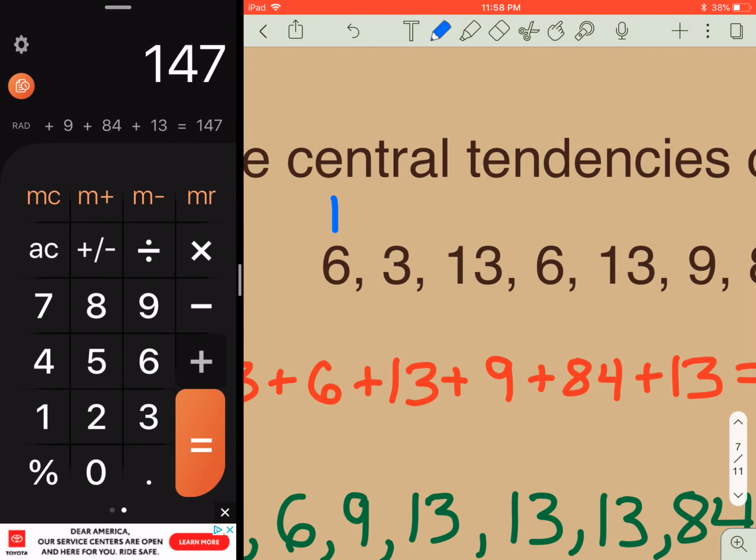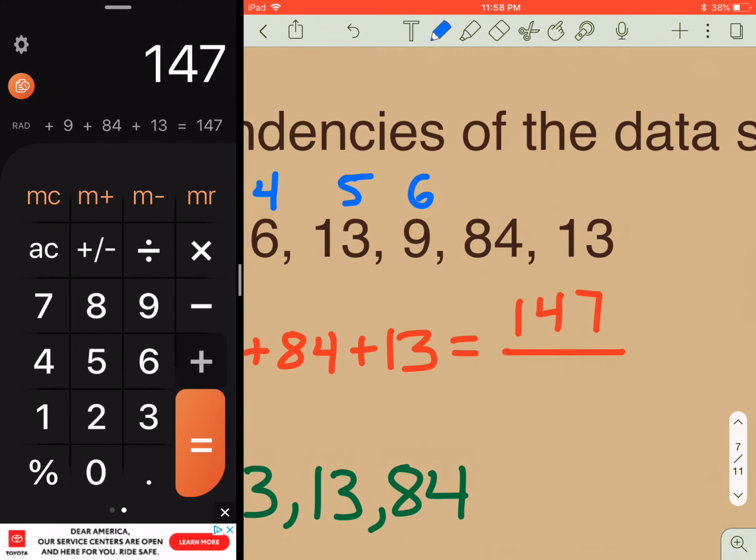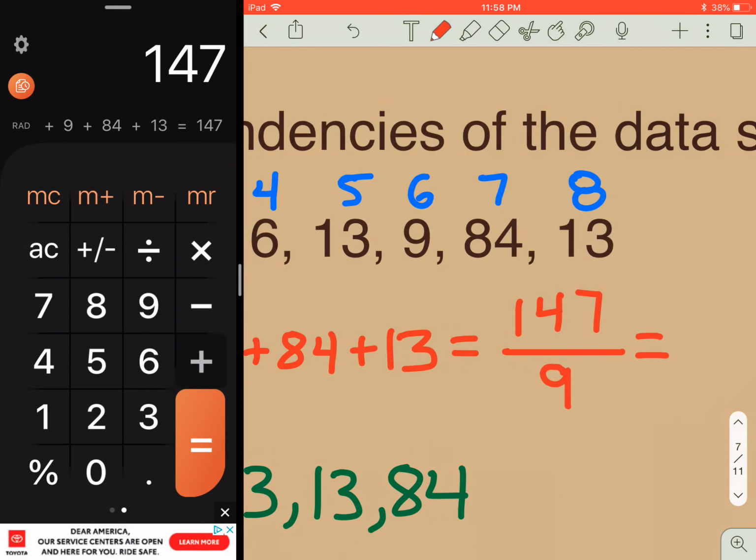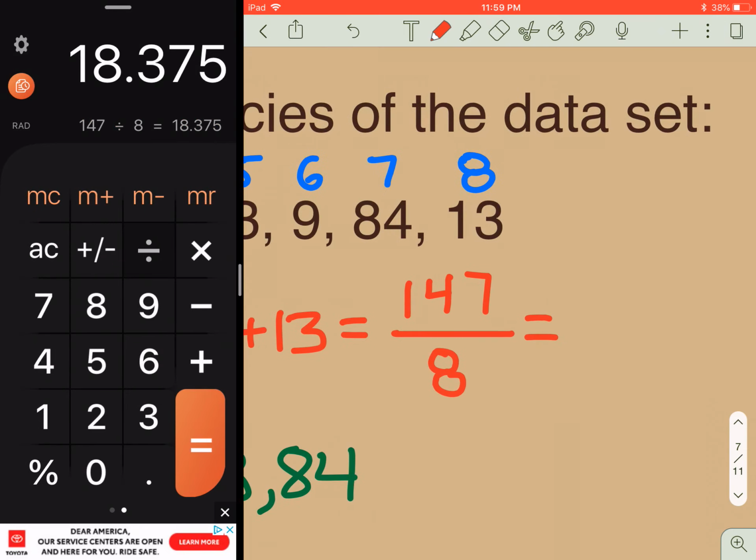So how many numbers did we add together? We added 1, 2, 3, 4, 5, 6, 7, 8 numbers together. So I'm going to take 147 and divide that by 9. I don't think I did that right. It's because I have an 8. I don't know why I'm dividing it by 9, guys. Sorry, I'm dividing it by 8. Let's try that. 147 divided by 8, and I get 18.375, or 18 and 375 thousandths.